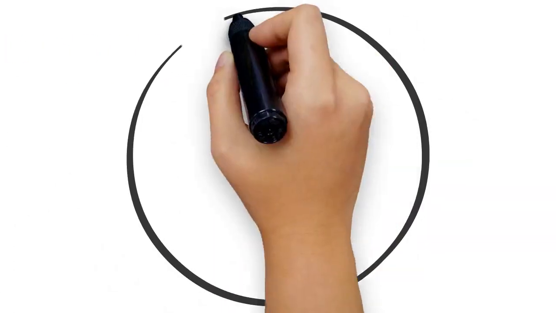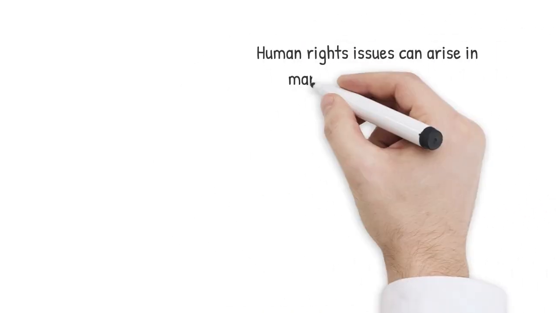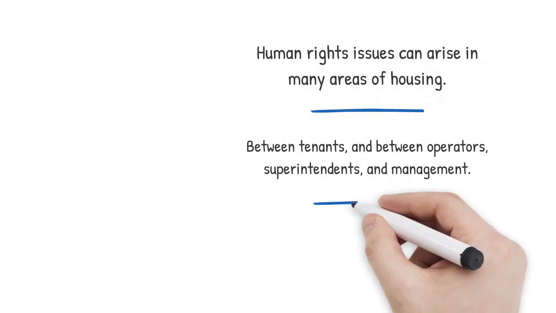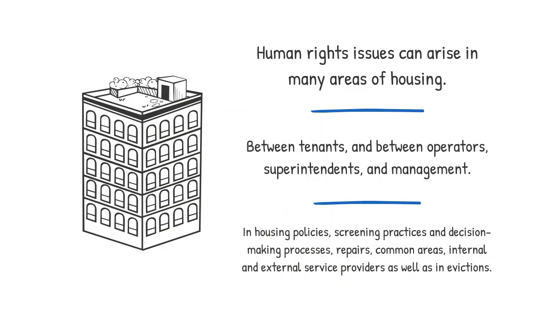Human rights and housing. Human rights issues can arise in many areas of housing, such as between tenants and between owners, operators, superintendents, and management. Human rights issues can also arise in housing policies, screening practices, and decision-making processes, repairs, common areas, internal and external service providers, as well as in evictions.